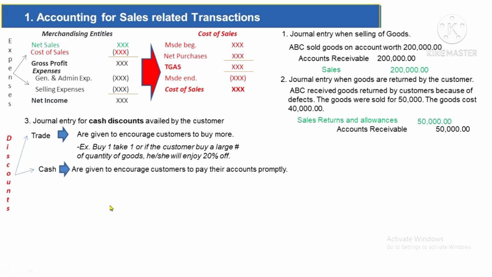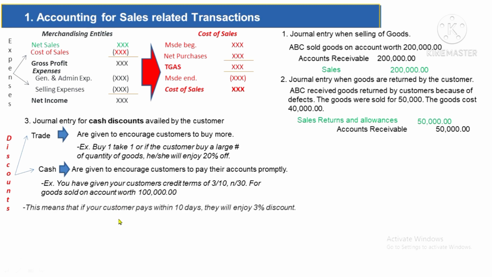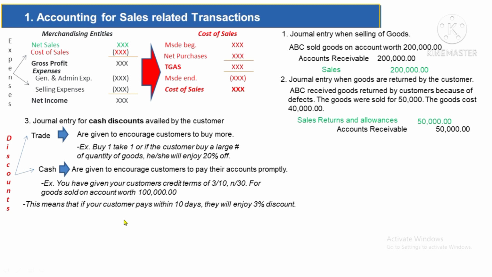Cash discounts are given to customers in order to encourage them to pay early. So we have an example right here. You have given your customers credit terms of 3, 10, and 30 for goods sold on account worth 100,000. So what does it mean? It means you are to give a 3% discount to customers if they can pay within 10 days and no discount at all if the customers pay after 10 days up to 30 days. So that's the meaning of that.